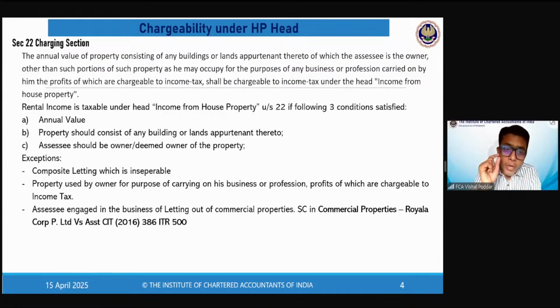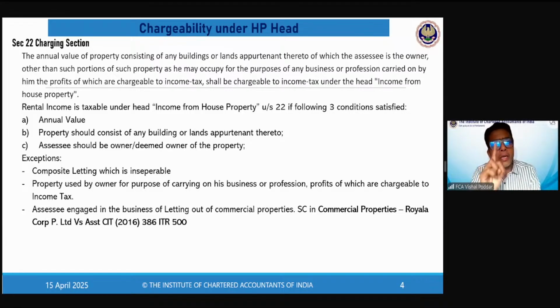But where you are in the business of giving such properties on rent, where the nature of your activity is such that you are working on it as a business, then you come to this third point. Now, in this third point, the two possibilities are whether the property that you are giving on rent is commercial or residential. If it is commercial, then you are not covered under the head HP.